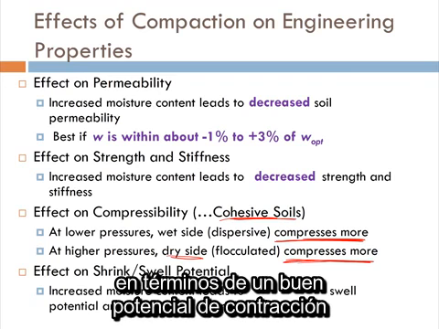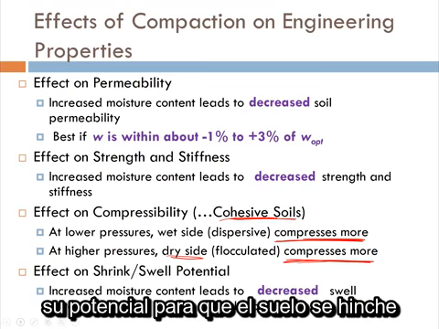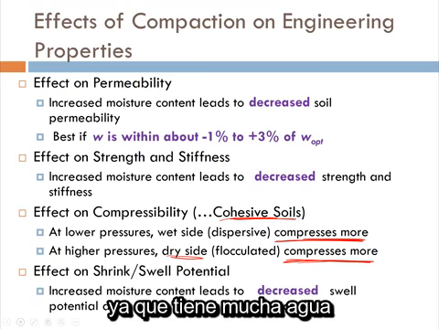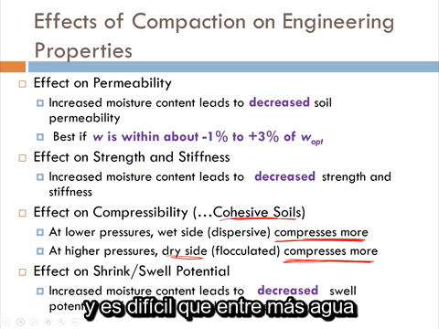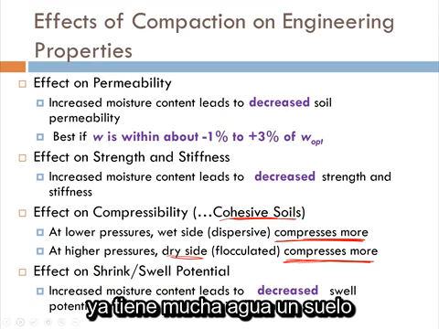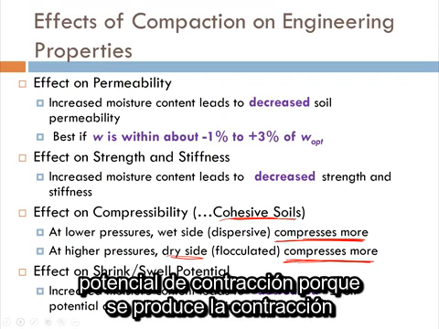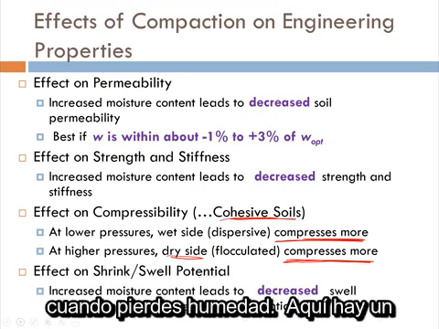And in terms of shrink-swell potential, being wet of optimum generally will decrease your potential for the soil to swell. It's already got a lot of water in it, and it's hard for more water to go in and cause a problem. However, because it has a lot of water in it already, a soil that is wet of optimum has an increased shrink potential, because shrink occurs when you lose moisture.